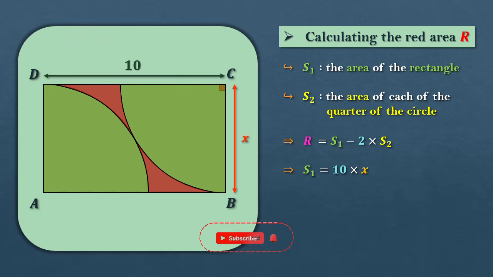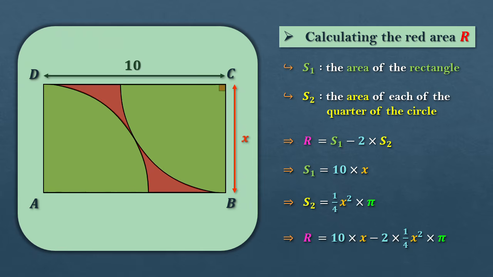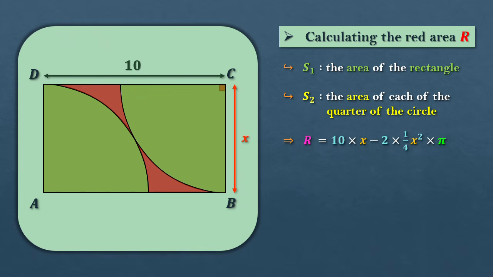The area of one quarter circle S2 is equal to 1 divided by 4 multiplied by X squared multiplied by pi. The area R would be equal to 10 multiplied by X minus 2 times 1 divided by 4 multiplied by X squared times pi. After simplification, we find that R is equal to 10 multiplied by X minus 1/2 times X squared times pi.